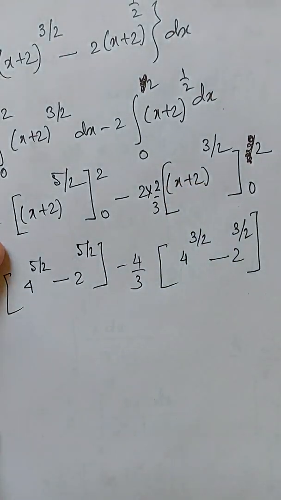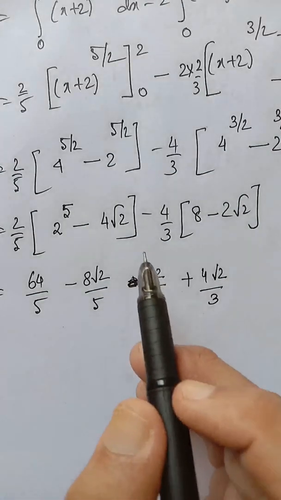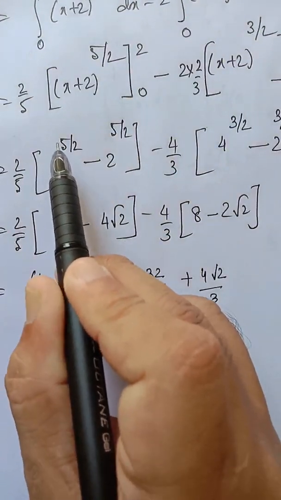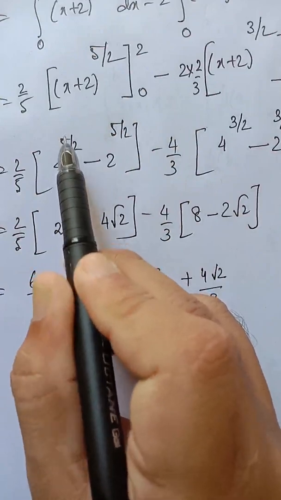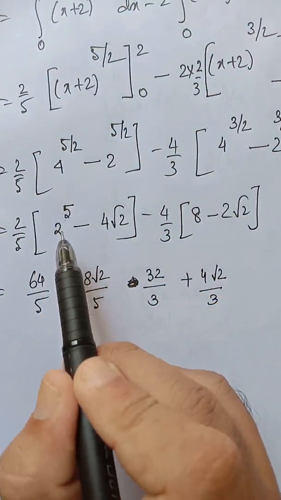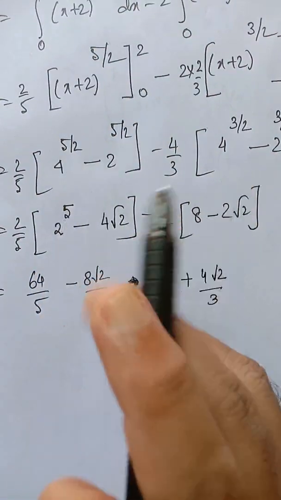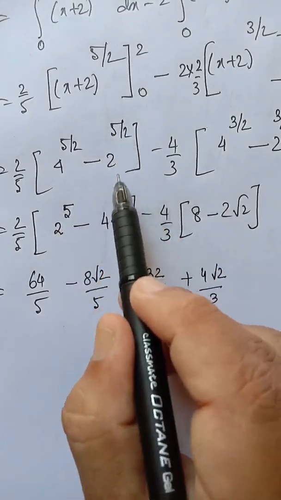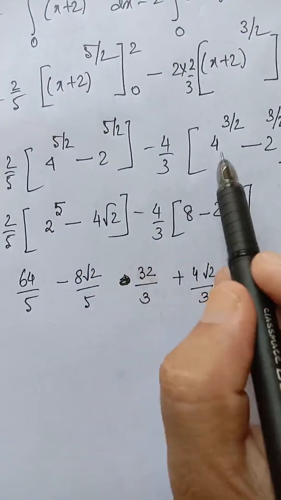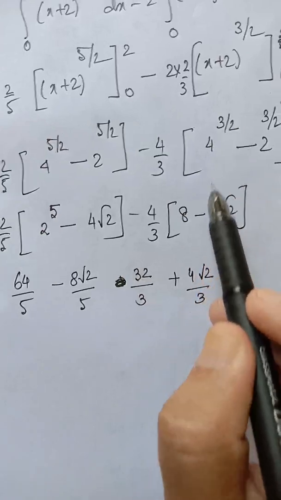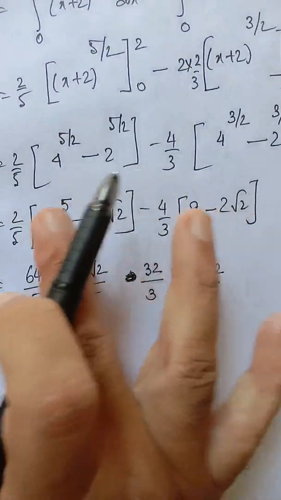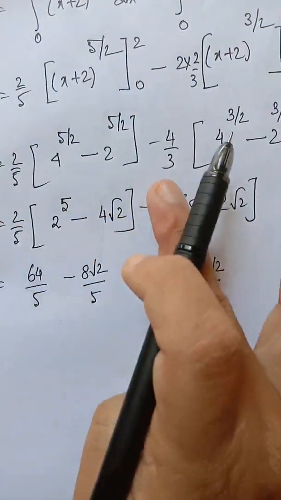Now we will simplify. You can see 4 we can write as 2 square. So 2 square and this 2 will get cancelled, 2 to the power 5 will be 32. Sorry, 32. 32 minus 2 to the power 5 by 2 is 4 root 2. Similarly, 4 is 2 square, it will be 8 minus 2 to the power 3 by 2 is 2 root 2. I have multiplied this by 2 by 5 and this by 4 by 3.